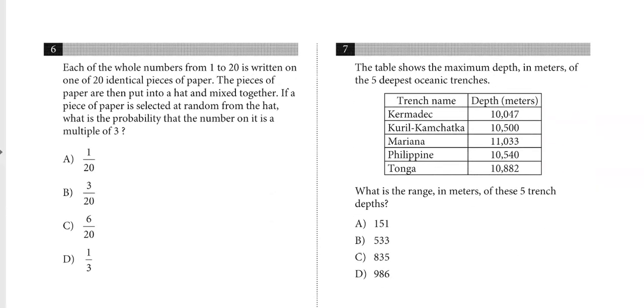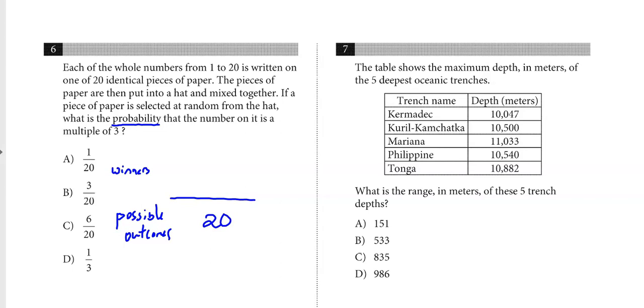Number 6. Each of the whole numbers, so that means no fractions or decimals, each of the whole numbers from 1 to 20 is written on 20 pieces of paper. They are then put into a hat and mixed up. So here's the key part. It's probability. So we need all of the possible outcomes. Everything that could be put into that hat, all the possibilities. And then we want to know, like, what are the winners? How do you win this thing? At least that's what I always look at winning. So there's 20 different numbers in this hat. 20 random numbers plugged in there, 1 through 20.